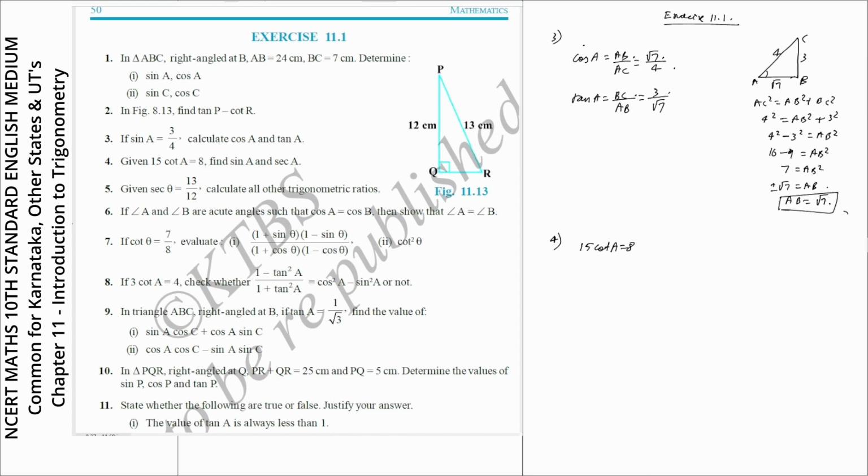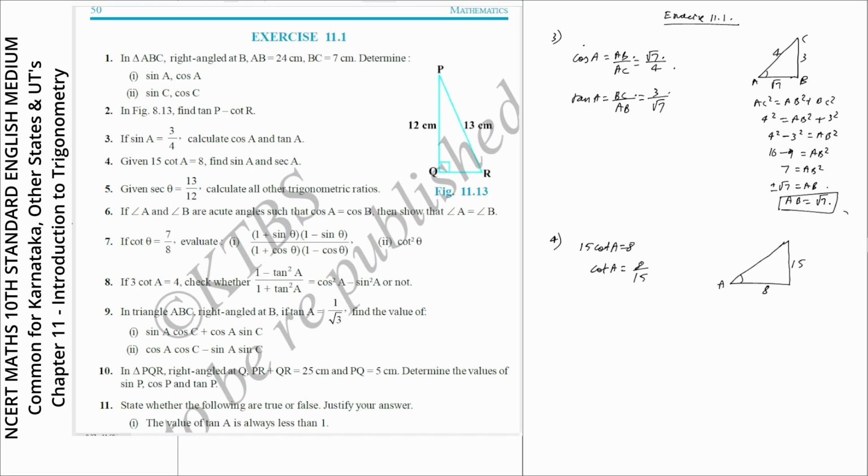Question 4. Given 15 cot A is equal to 8. Find sin A and secant A. So 15 cot A is equal to 8. Therefore, cot A is equal to 8 by 15. So this will be like this. So this is angle A. Cot A is 8 by 15. Cot is adjacent by opposite. So this is 8, this is 15.